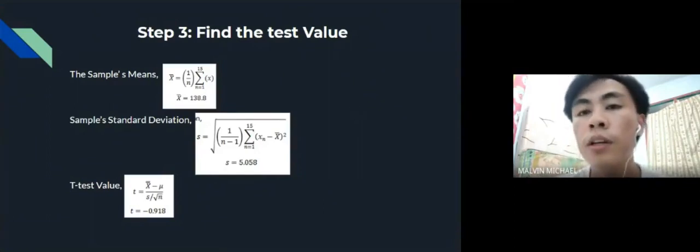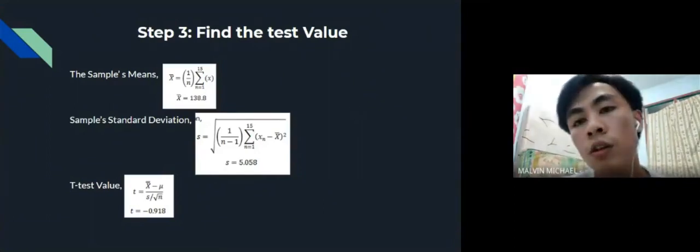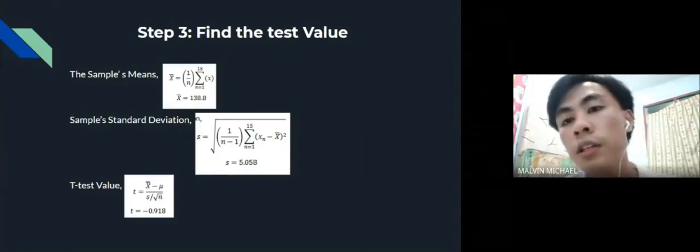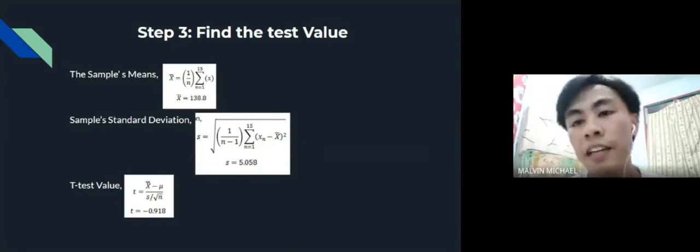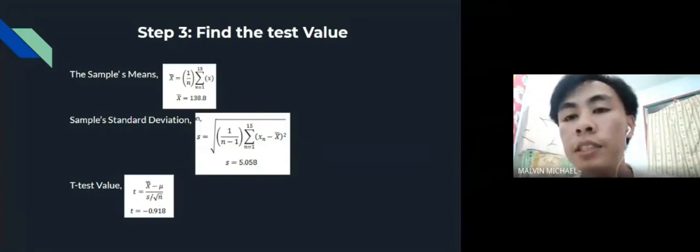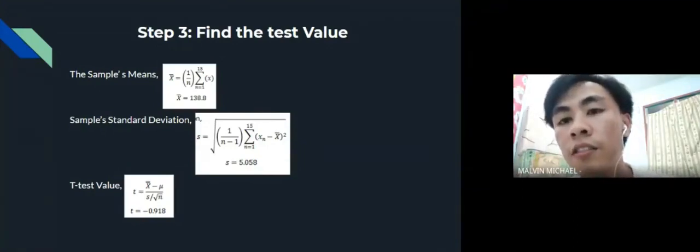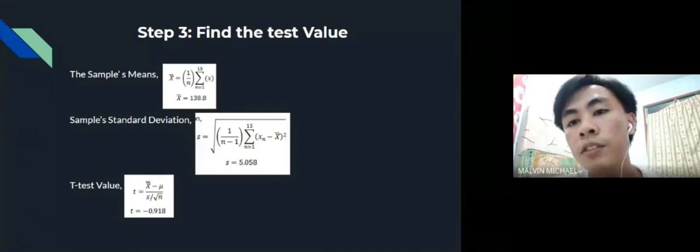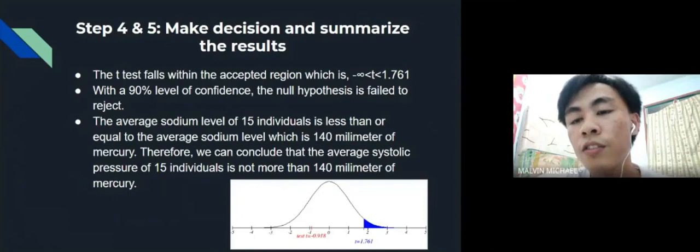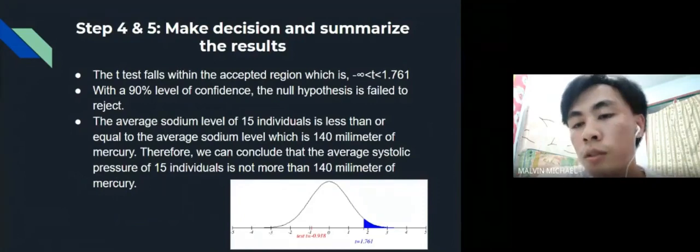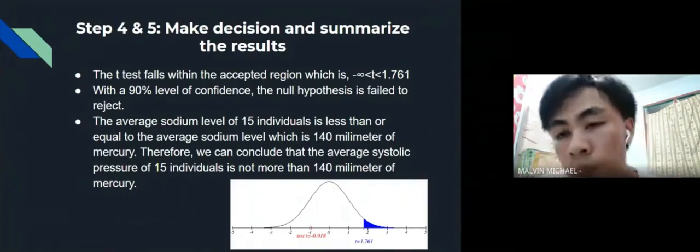Step 3 is to find the test value. First, we need to find the mean and standard deviation, and then we substitute into the test value formula. Then we get t equal to negative 0.918. Steps 4 and 5 are to make the decision and summarize the result.